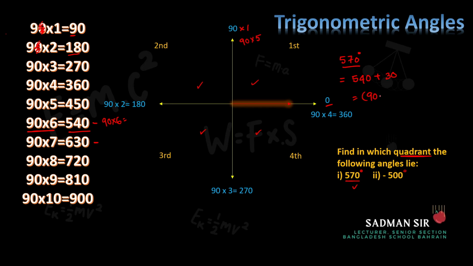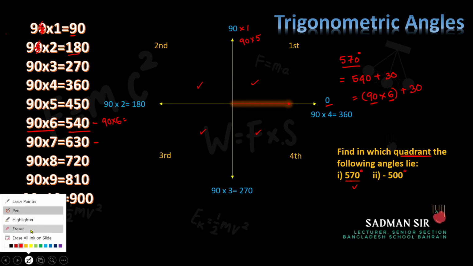Definitely we can. 90 into 6, then 30. Now that is there. Okay, after writing this one, we can easily find out in which quadrant the angle will be. See, we need to rotate 90 degrees 6 times. How many times? 6 times. So let us try to do that.